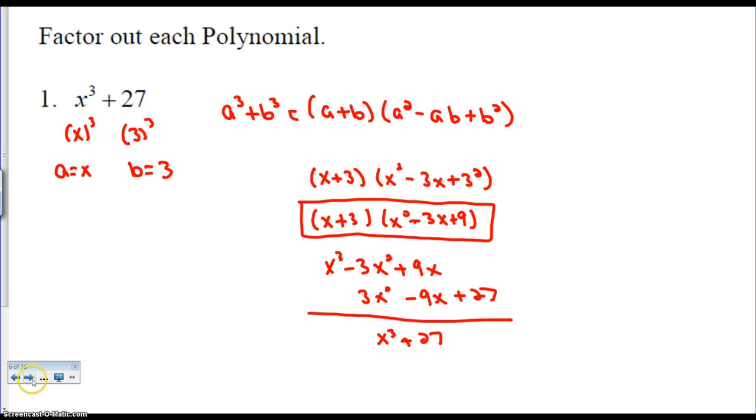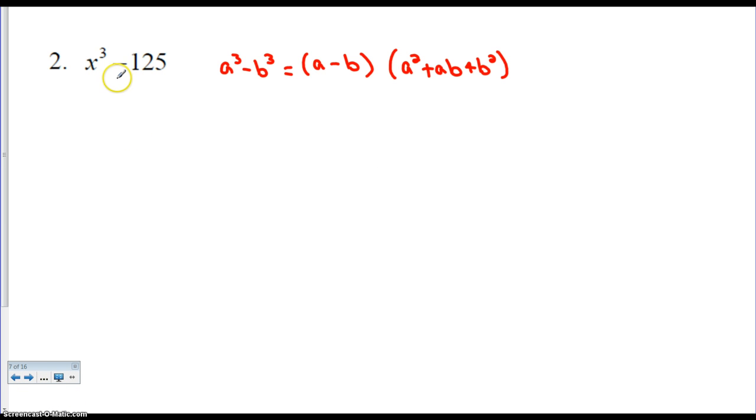Let's look at the next one. I have x cubed minus 125. So I notice that these are both cubics, and there's a different sign between them. So I know this is the basic form. So once again, I ask myself, what cube gets me x cubed? And that is x. What cubed gets me 125? 5 cubed. Okay? So I know my a term is x, and my b term is 5.